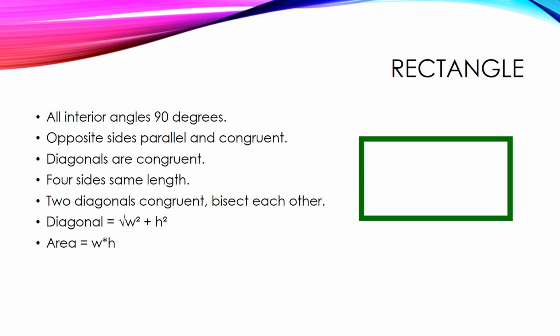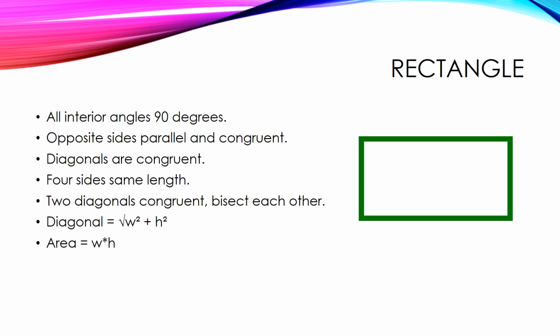Rectangle. A four-sided polygon where all interior angles are 90 degrees is a rectangle. The opposite sides are parallel and congruent. The diagonals bisect each other. The diagonals are congruent. A square is a special case of a rectangle where all four sides are the same length. It is also a special case of a parallelogram, but with extra limitation that the angles are fixed at 90 degrees. The two diagonals are congruent.